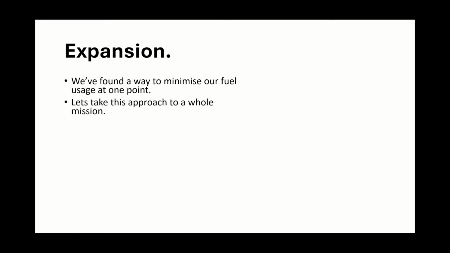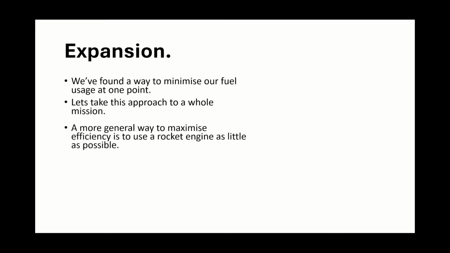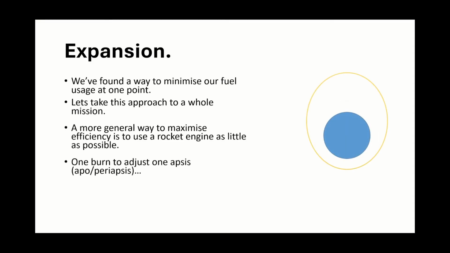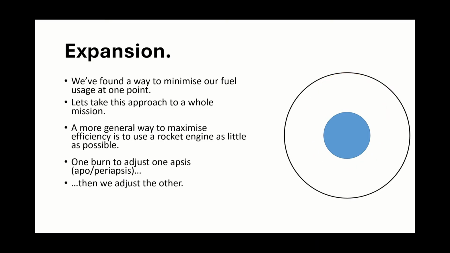So let's try and expand this. We found a way to minimize our fuel usage at one point. Let's try this approach to a whole mission. A more general way to maximize efficiency is to use a rocket engine as little as possible. So if you want to go from one orbit to another, we can say that we have one burn to just one axis, so that's apo or periapsis, and the other burn to just the other. And this is called a Hohmann transfer.